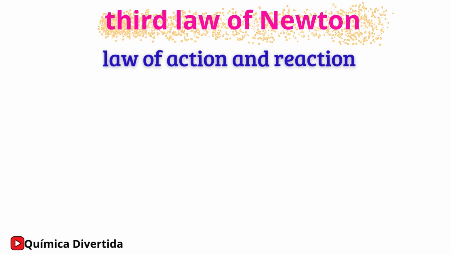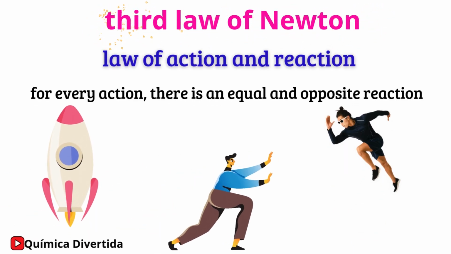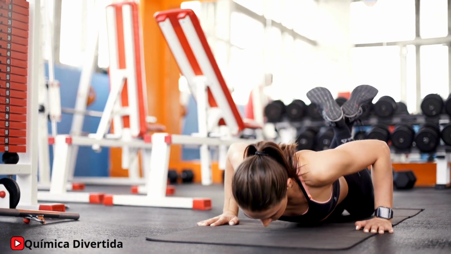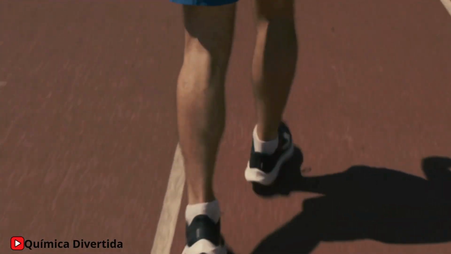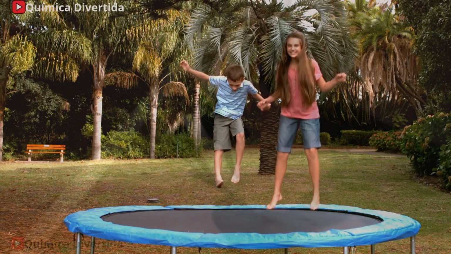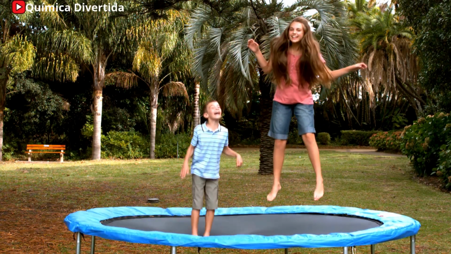The third law of Newton, also called the law of action and reaction, states that for every action, there is an equal and opposite reaction. When you lean against a wall, you feel that the wall also pushes you back. That's the reaction. When walking, we push the ground backward with our feet, and as a reaction, the ground pushes us forward. When you jump on a trampoline by pushing it down, it pushes you up with the same force.